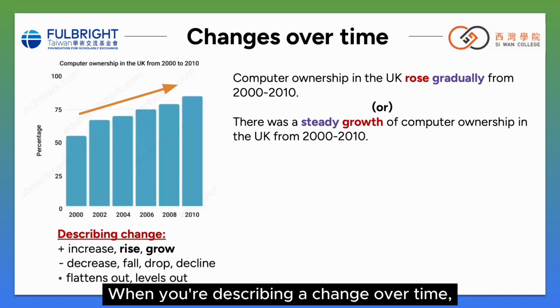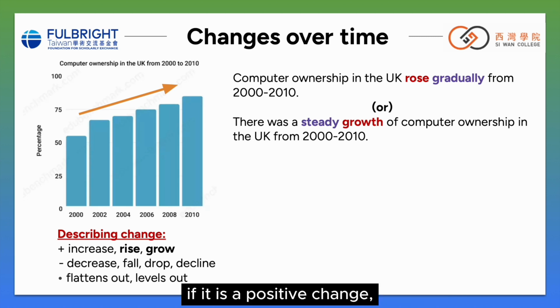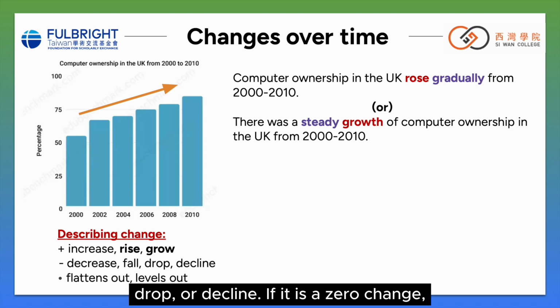When you're describing a change over time, if it is a positive change, you can say increase, rise, or grow. If it is a negative change, you can say decrease, fall, drop, or decline. If it is a zero change, you can say flattens out or levels out.